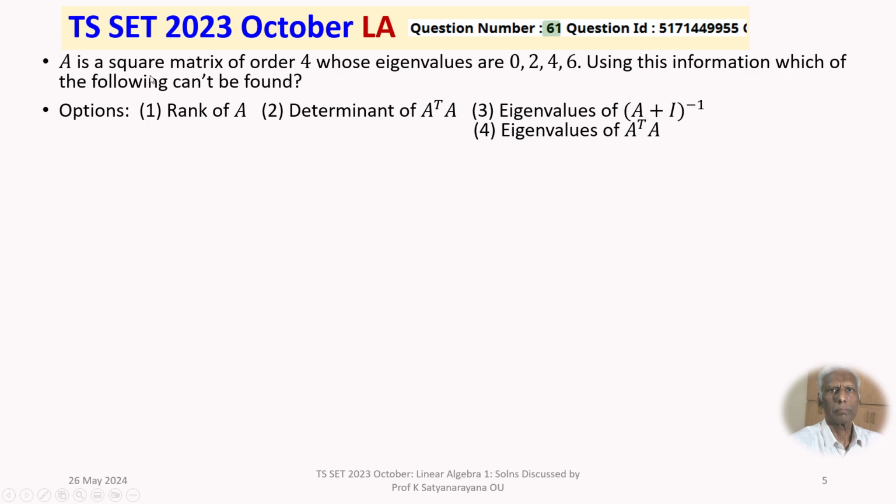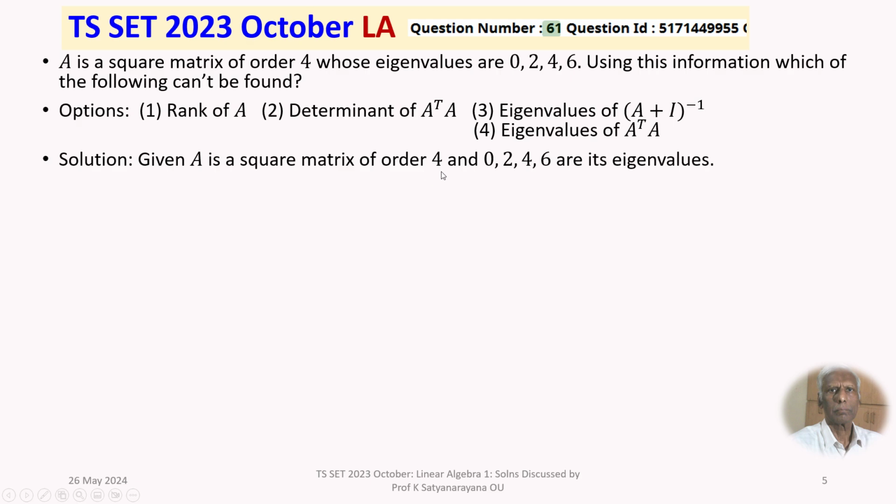So, we are given a 4 by 4 square matrix A with its eigenvalues 0, 2, 4, 6. Using this information, which of these 4 options cannot be found? Let's now discuss the solution of the problem in detail. Given A is a square matrix of order 4 and 0, 2, 4, 6 are its eigenvalues. Let's go for option 1. A has these 4 eigenvalues. These are all distinct. So A has distinct eigenvalues.